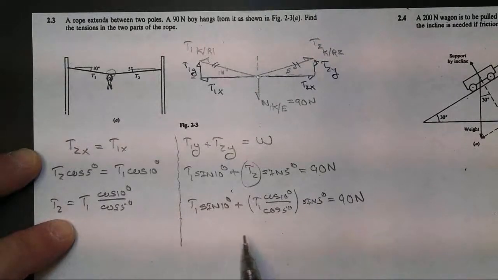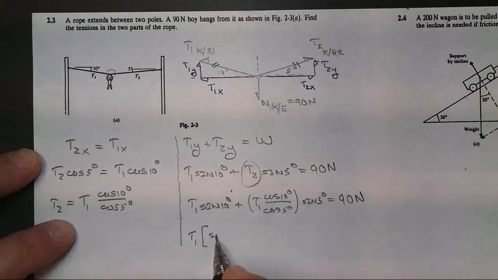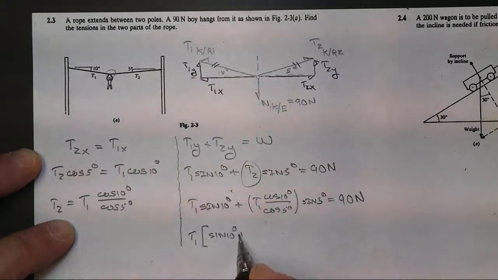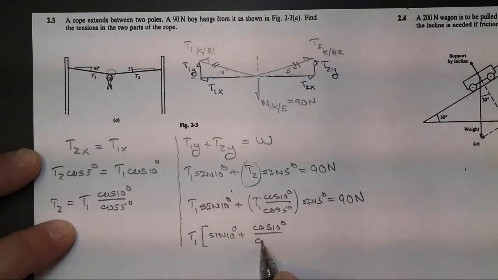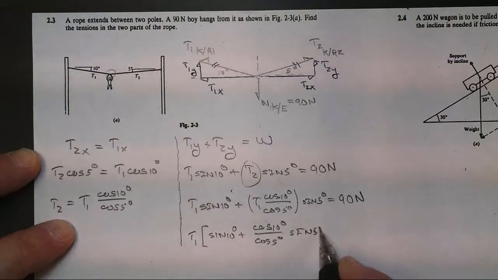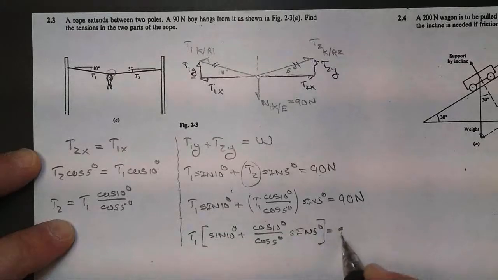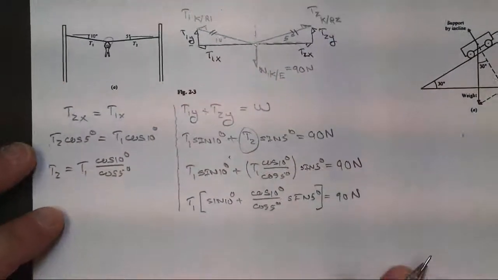Next, what we want to do is factor out the T1 from both of these terms. So that'll be T1 factored out, and in brackets we'll have all of the trig. This will be the sine of 10 degrees plus all of this trig that we see right here, factoring out the T1. That would be the cosine of 10 degrees over the cosine of 5 degrees times the sine of 5 degrees, and that equals 90 newtons. Okay, now when we do the trig on a calculator, make sure you're in the degree mode, not the radian mode when you do this.